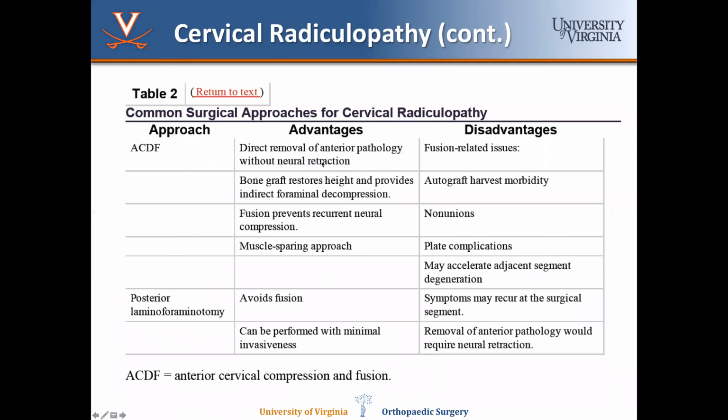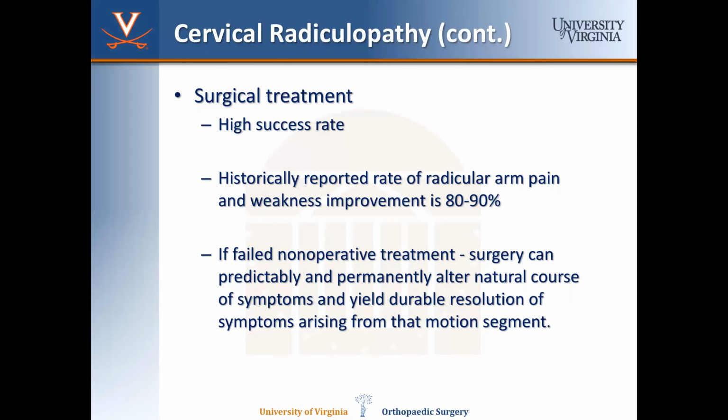So ACDF, obviously, it's direct removal of the anterior compression. It's a really elegant, muscle-sparing, minimally invasive approach. But you got to worry about where you get the graft from. Is it going to heal? Is the plate going to cause dysphagia? Posterior foraminotomy is nice, but it doesn't fuse the segment, and you may not be able to get the disc or complete ventral decompression. So both have risks and benefits.